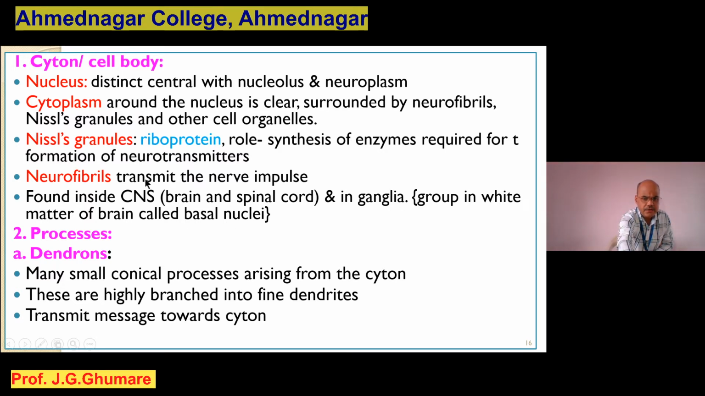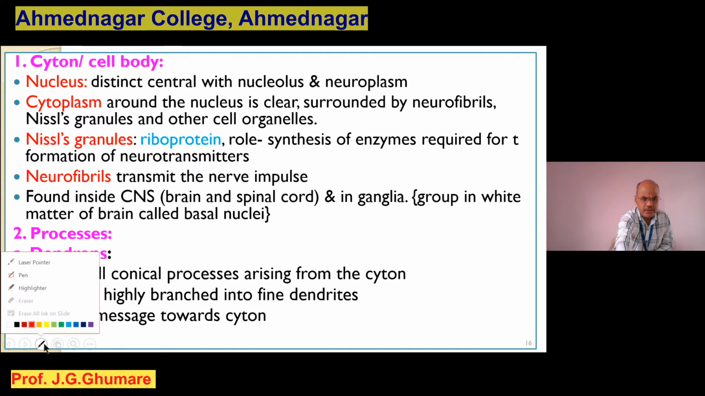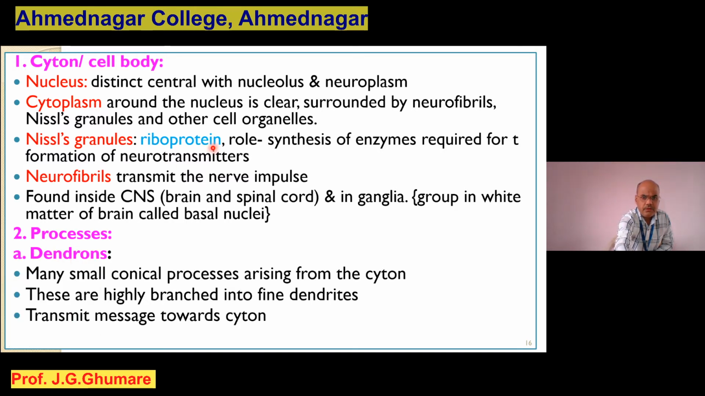Nissl's granules are the granules which are actually riboprotein in nature, and their role is the synthesis of different enzymes required for the formation of neurotransmitter. What is neurotransmitter? We are going to discuss: a chemical involved in transmission of a nerve impulse from one neuron to another neuron. These are called neurotransmitters. Okay. Synthesis of neurotransmitter is the function of Nissl's granules. They are actually riboprotein in nature. And the second one, I told you, are called neurofibrils, the fibers which transmit the nerve impulse here.